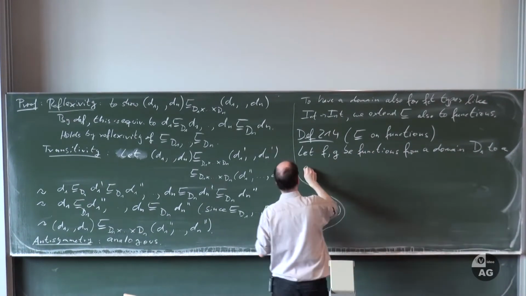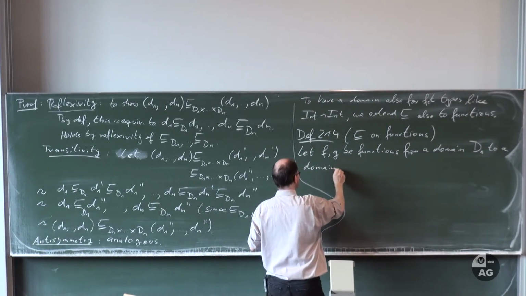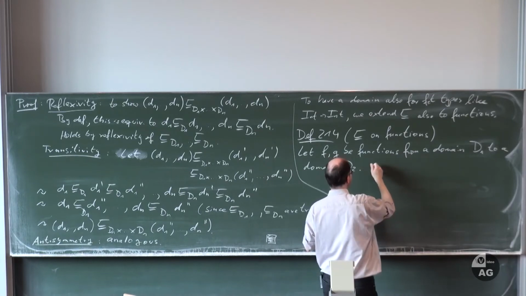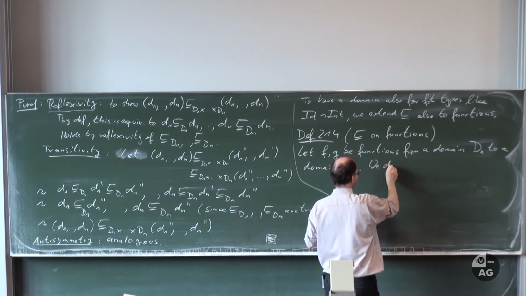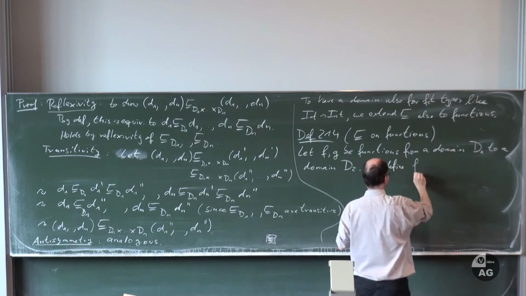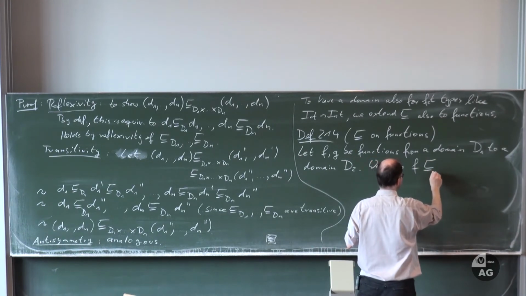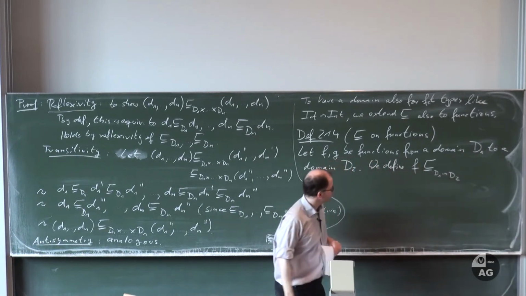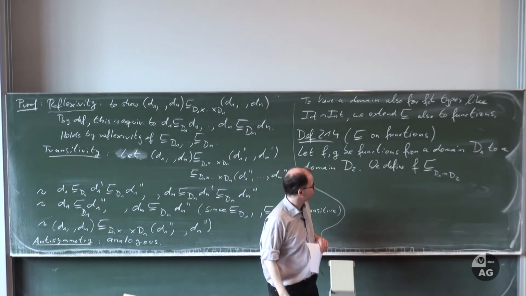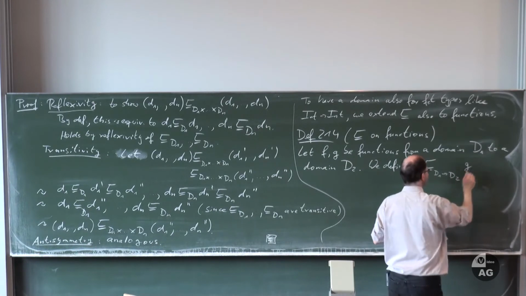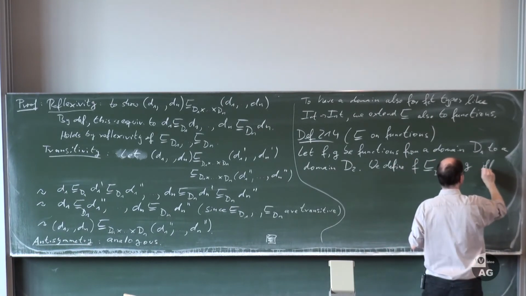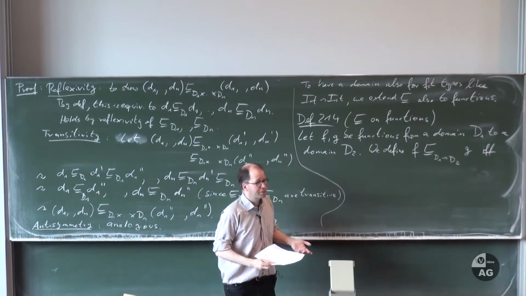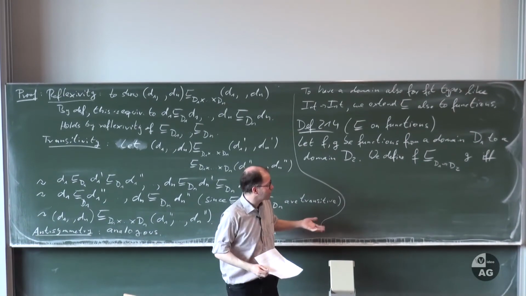To a domain D2. And then we define that f is less defined or equal with respect to this set of functions from D1 to D2. So f is less defined or equal to g if and only if this holds component-wise or argument-wise.